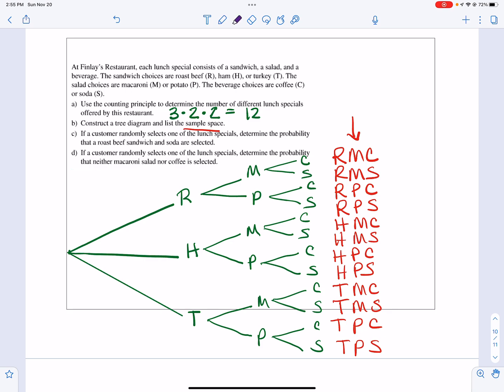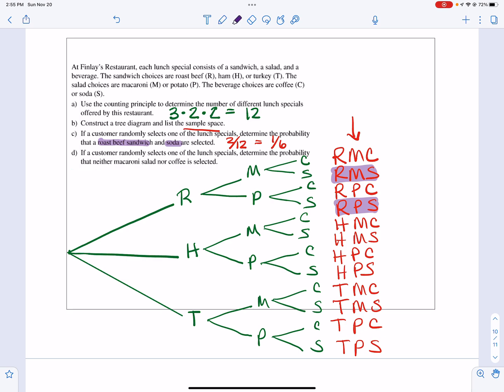So now it says, what is the probability that the roast beef and a soda are selected, okay? So I'm going to highlight roast beef and soda. It looks like we have 2 out of the 12 possible choices, which says we will have 1 out of 6 for the probability of a roast beef and soda, okay?